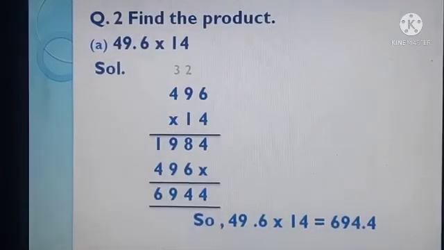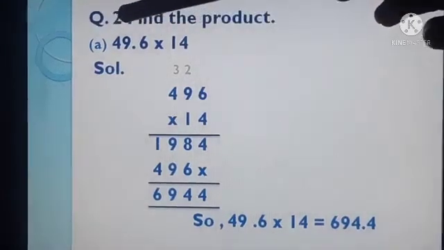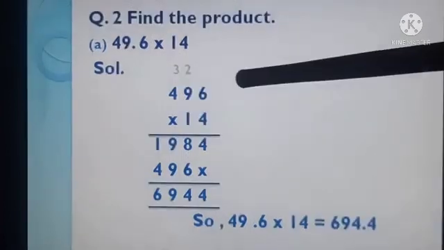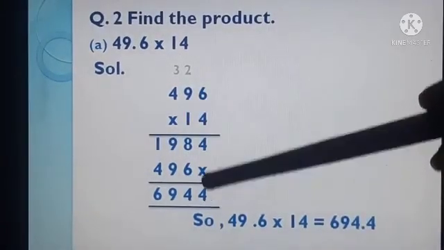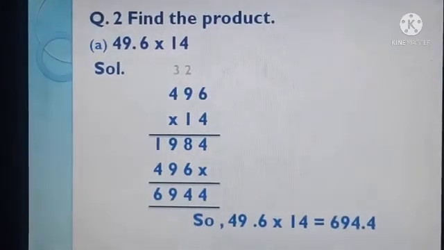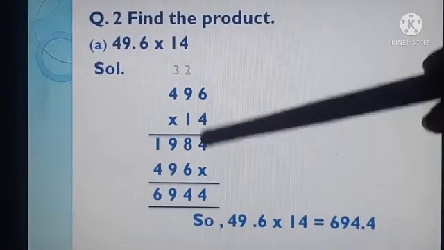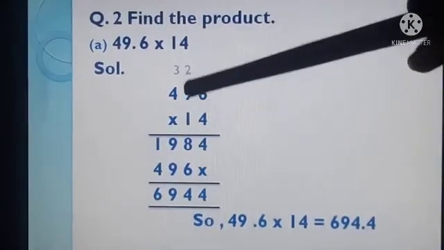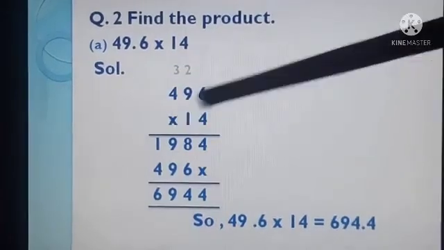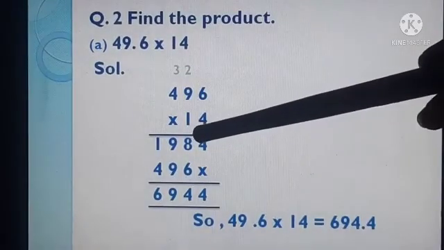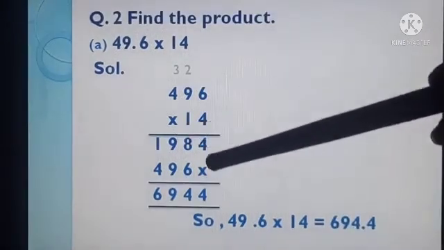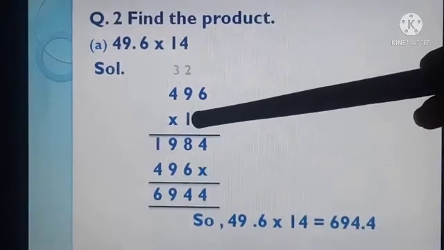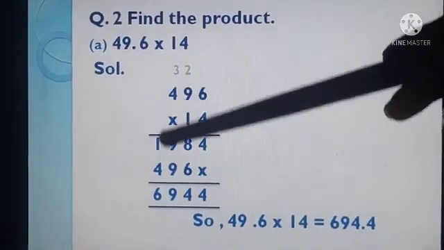Now, question number 2, find the product. A part is 49.6 multiplied by 14. First of all, we will do simple multiplication. 496 multiplied by 14. 4 6s are 24, 4, 2 carry. 4 9s are 36 plus 2, 38, 8, 3 carry. 4 4s are 16 plus 3, 19. Now, we are going to multiply with the tens place. So, we will put a multiply sign here or we can write down 0 also. Now, 1 6 is 6, 1 9 is 9, 1 4 is 4.